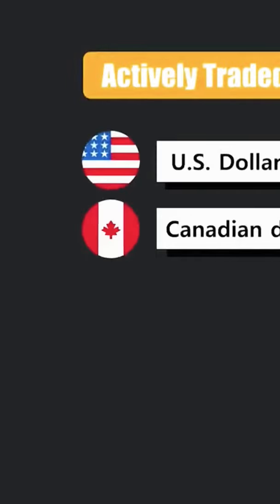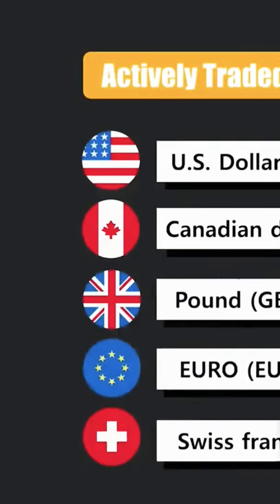Finally, in the New York session, the US dollar, Canadian dollar, pound, euro, and Swiss franc are the most actively traded currencies. Since the USD is involved in the majority of forex transactions, this session sees significant liquidity and volatility, especially in USD pairs. Additionally, the overlap between the London and New York sessions creates some of the most active trading hours of the day, leading to increased price movements and strong trends.